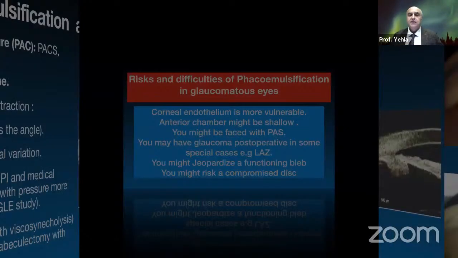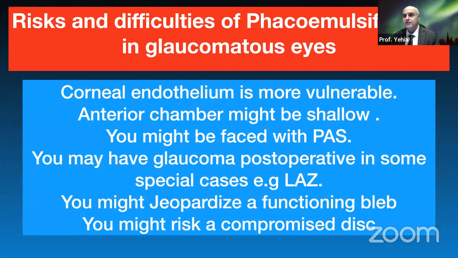There are risks and difficulties specific to phacoemulsification in glaucomatous eyes. The corneal endothelium: remember that most of the patients with long-standing or chronic glaucoma are of older age. They have been using drugs for a very long time. And for some reason, these patients' corneal endothelium is very sensitive, very vulnerable to being affected. So the technique has to be, this is your main challenge in doing phacoemulsification in such cases, because you will do your best to protect the endothelium, as we're going to talk about later on.